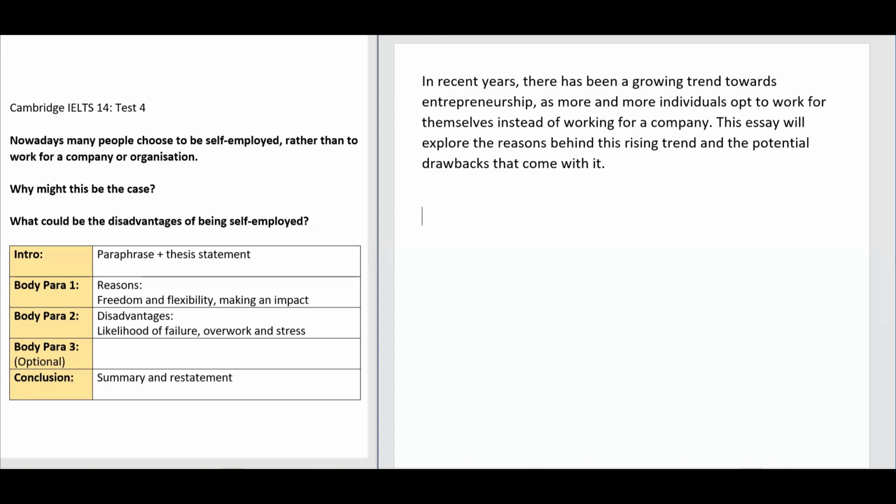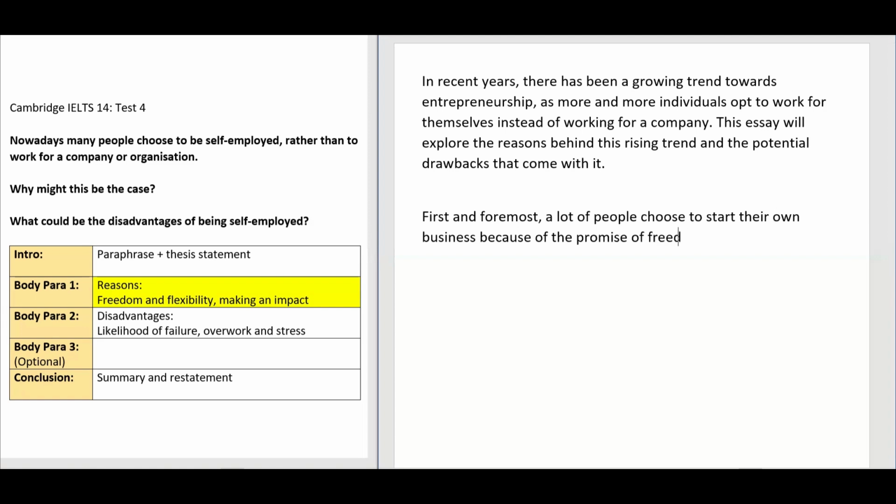Now we'll move on to the first body paragraph. First and foremost, the reasons, freedom and flexibility, and then making an impact. A lot of people choose to start their own business because of the promise of freedom and flexibility with regard to work hours and time management, right? So this is one of the perks of having your own business.